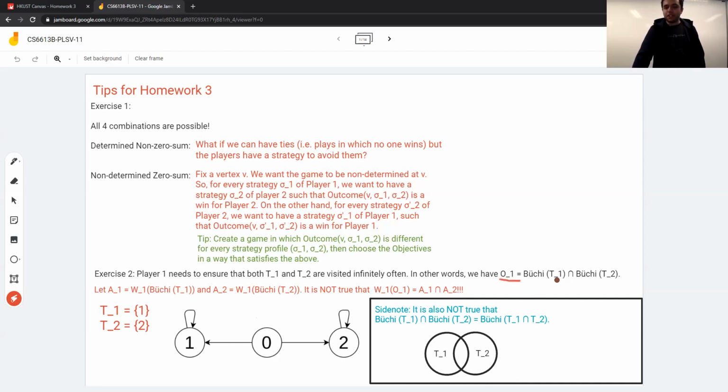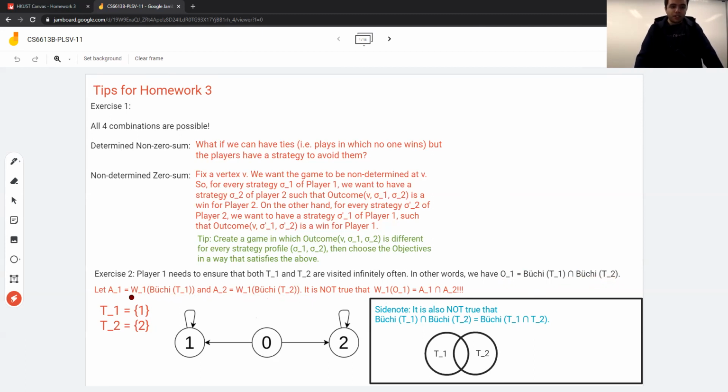So the objective of player 1 is to be in both of these two sets. He wants a single path that visits T1 infinitely many times and also visits T2 infinitely many times. And this is very important. A lot of people just computed the winning set for Büchi of T1 and the winning set for Büchi of T2 and just took their intersection. That doesn't work. Why doesn't it work?